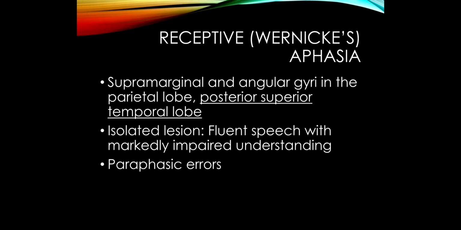So when you hear someone with an aphasia, the first question you want to ask yourself is, are they fluent or not? If they're fluent, the lesion is more posterior towards Wernicke's area. If they're non-fluent, the lesion is more anterior towards Broca's area.